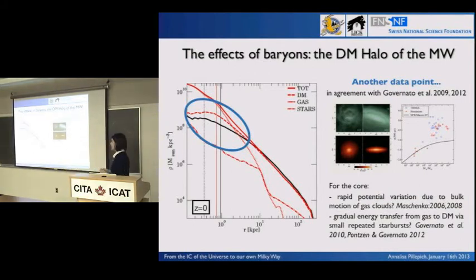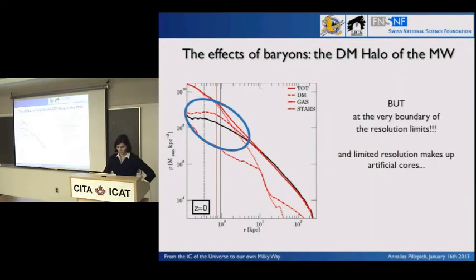But of course, the size of the core changes a little, but it's still there. All right. The problem is that, as I told you, it's very sad, because we are at the boundaries of our resolution limits. And I can discuss it, ask me later, because I'm running out of time.